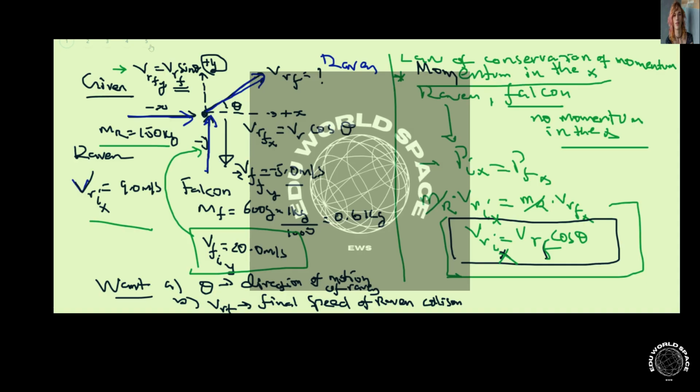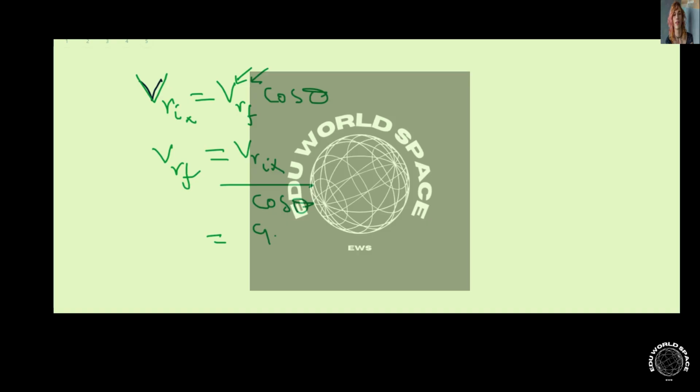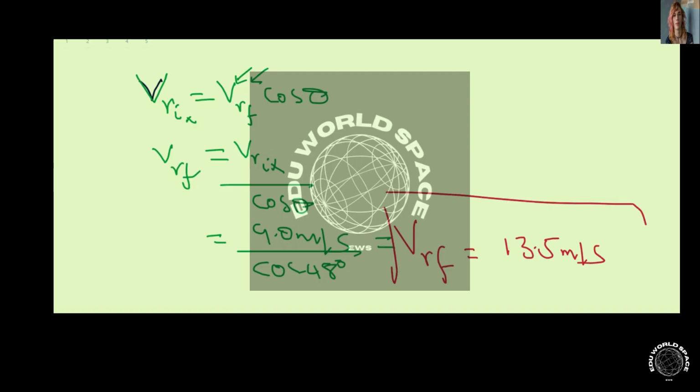The initial velocity of the raven in the x is 9.0 meters per second. And now we do have the angle, which is 48 degrees. And so we end up with a solution for the final velocity of the raven, which is 13.5 meters per second. So hope you enjoyed the problem.